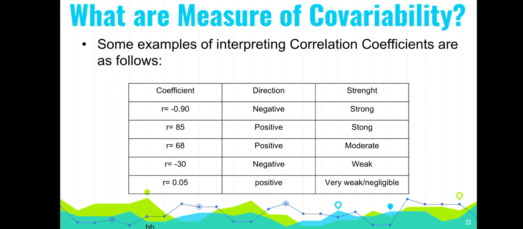Some examples of interpreting correlation coefficients are as follows. R equals negative 0.90, direction negative, strength strong. R equals 0.85, direction positive, strength strong. R equals 0.68, direction positive, strength moderate. R equals negative 0.30, direction negative, and the strength is weak. And lastly, R equals 0.05, direction positive, and the strength is very weak or negligible.